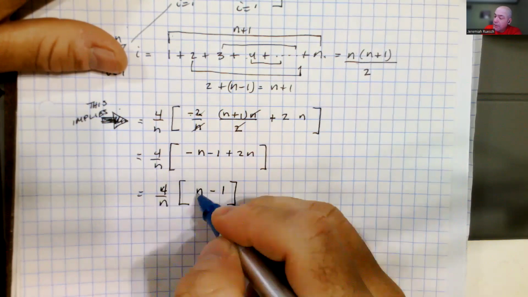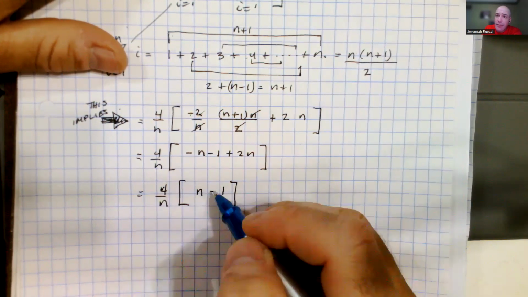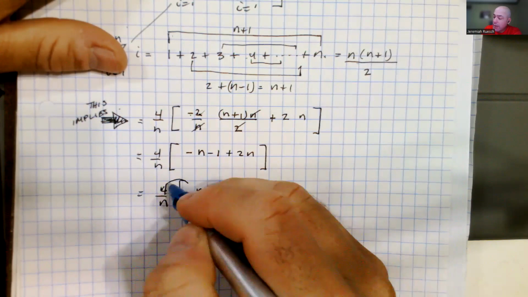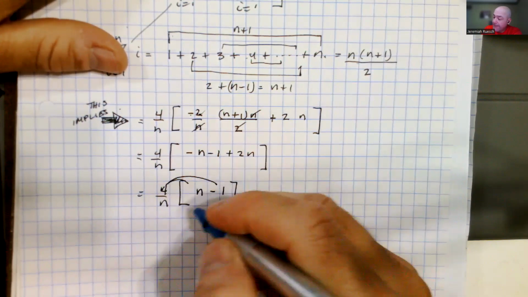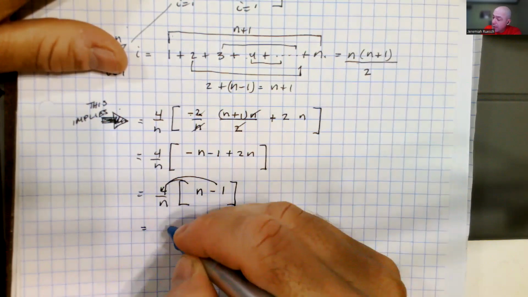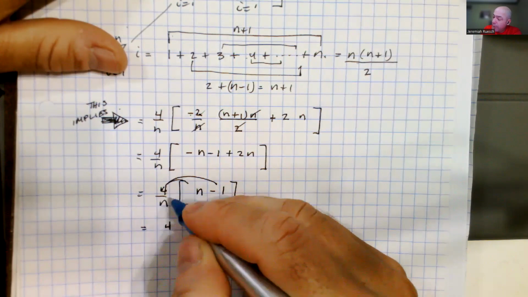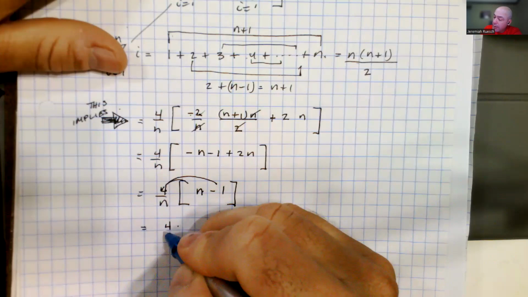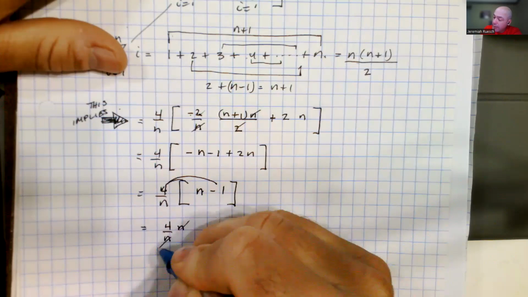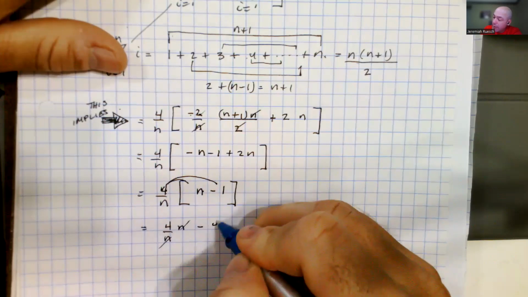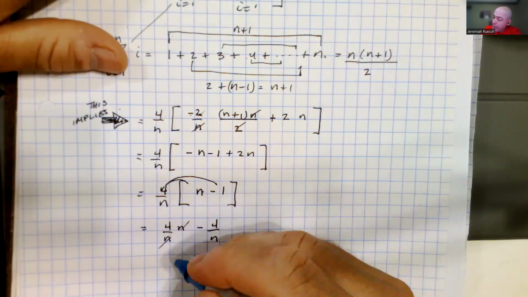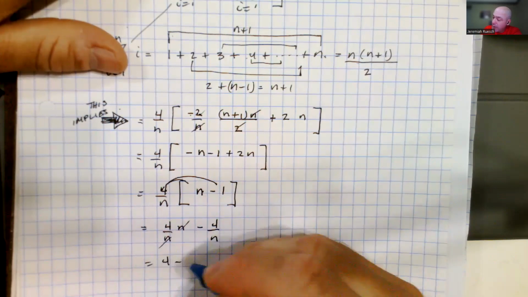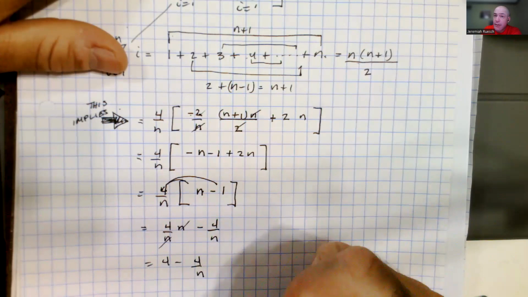Okay, and now we can distribute the 4 over n. Finally, we can distribute that through each of those terms. And we get that you have 4 over n times n, those n's are going to cancel. I'll write that out just so we can see what's happening there. And we get minus 4 over n. So the result is 4 minus 4 over n. Okay.